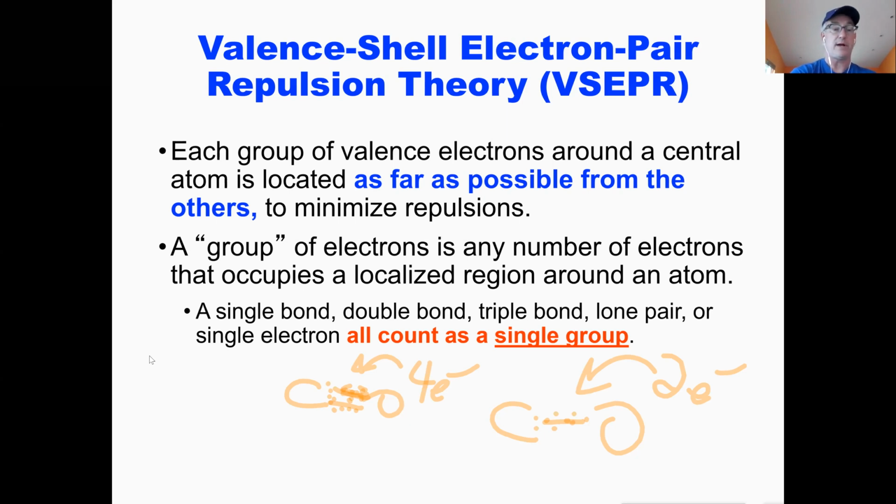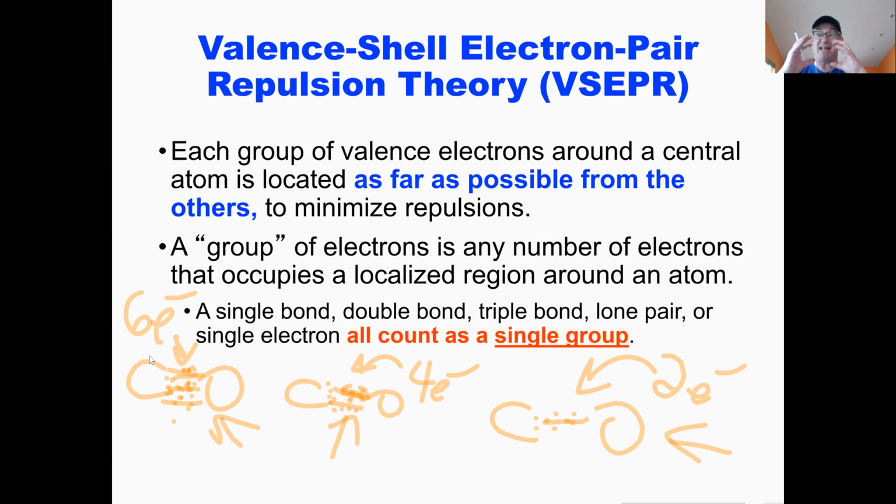Well, what if it's a triple bond? Okay, that's even more density in between them because now I've got six electrons. But notice that they're all in between the carbon and the oxygen. They're all in relatively the same space. There's just more of them. So we consider this one group. This is also one group, and that's also one group. Why? Because they're in the same space. They're directly between the carbon and the oxygen. That's why we call them one particular group.